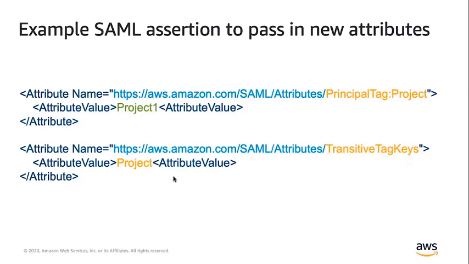The SAML section should simply have an additional attribute called transitive tag keys with the names of the tags that you would like to enforce. And you can have more than one transitive tag key by just repeating the attribute. All right. Yeah, definitely. Okay, so maybe we'll jump into a demo and show how we do it. Yep, let's do that.